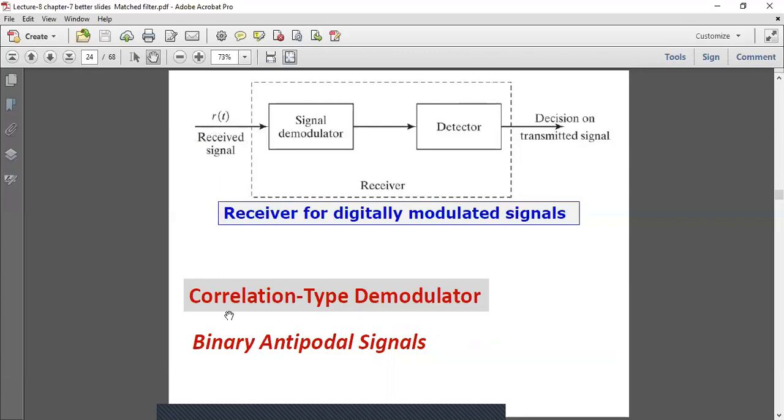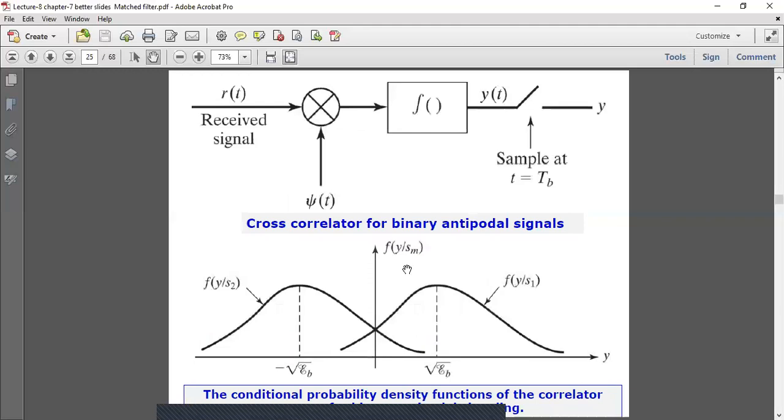In my previous audio video lecture, I described the correlation type demodulator. You can go through those videos to see the structure of the correlation type demodulator. It looks like this. The received signal is cross correlated, then passed through an integrator and sampled at t equal to Tb. This is the final output of the correlator type demodulator.